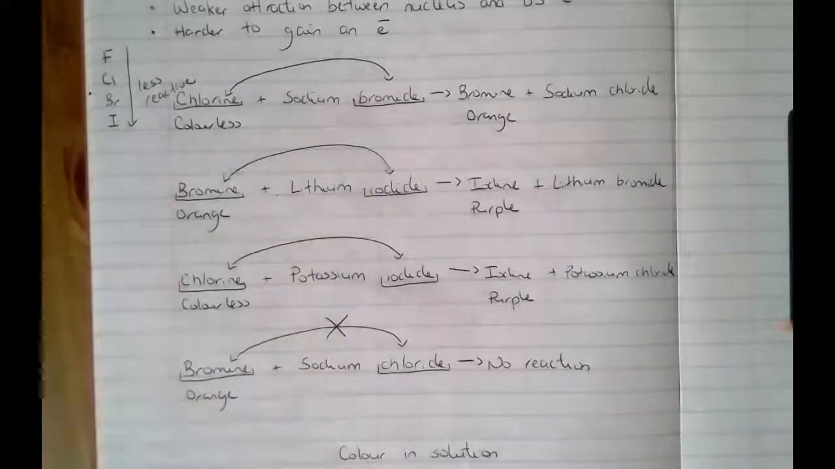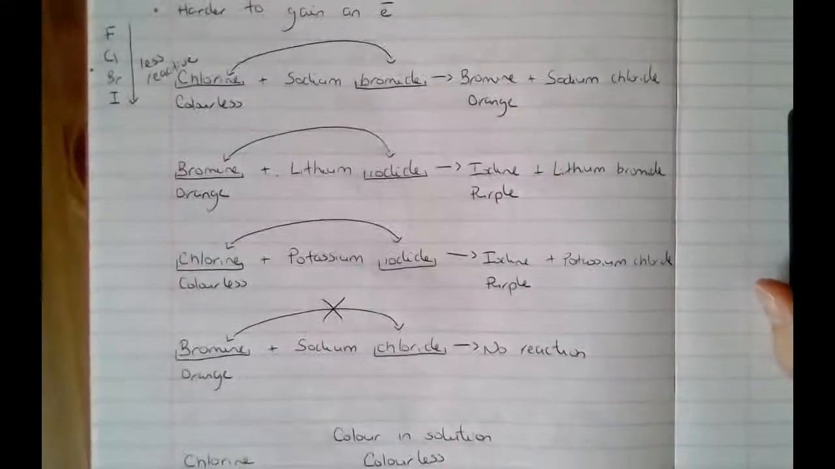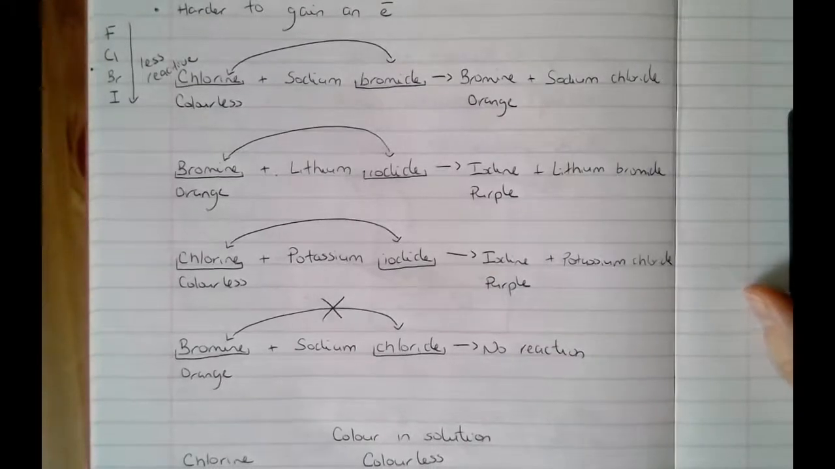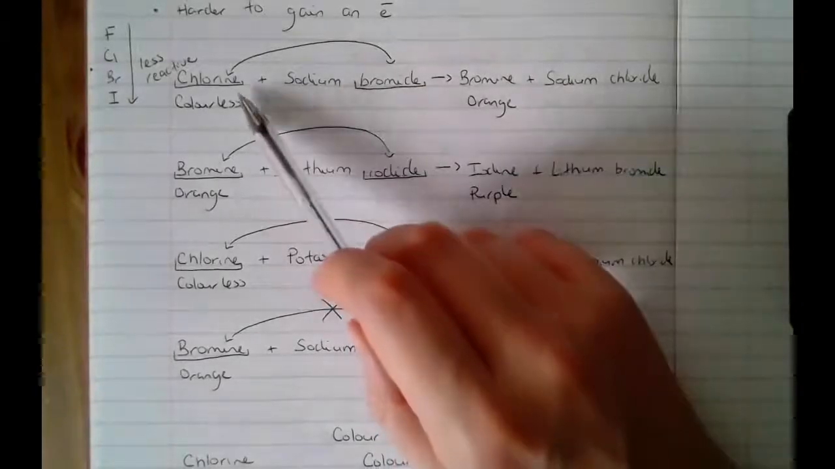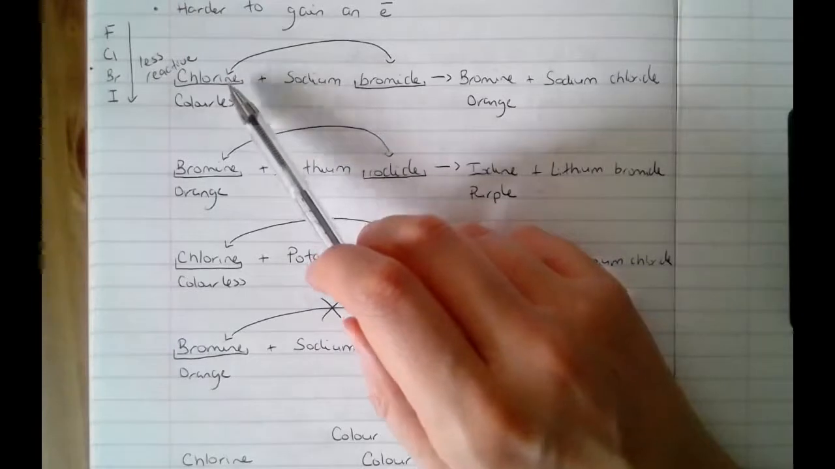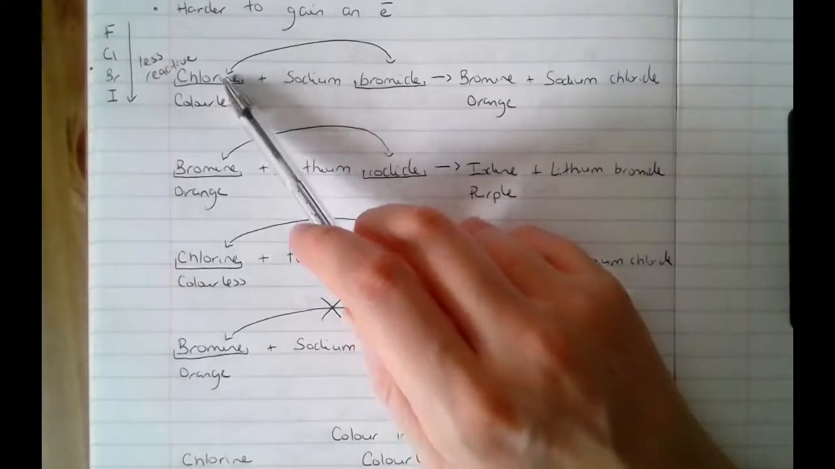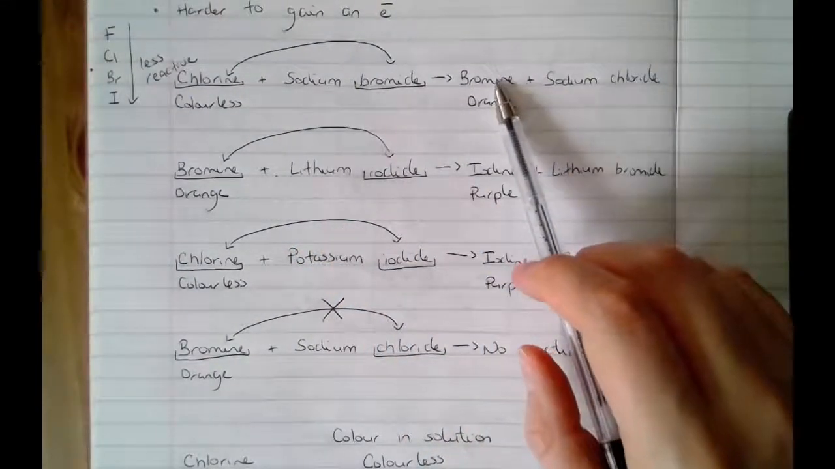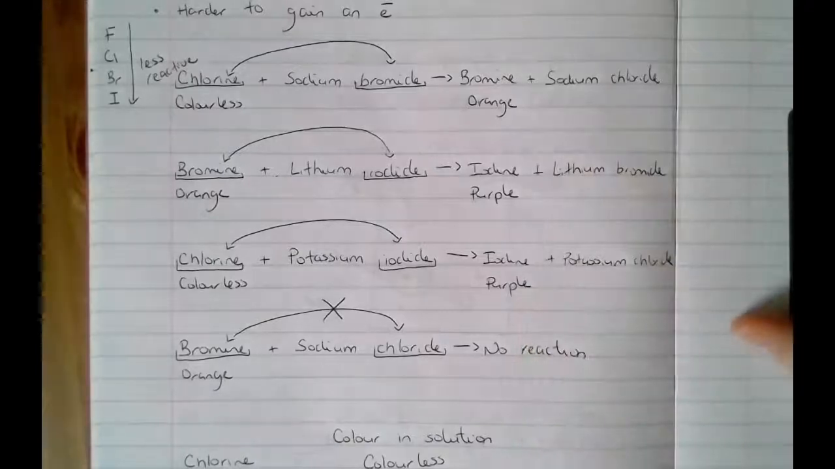As well as being able to complete these reactions, you also need to be able to describe what you will see. For each of these reactions, you are going to see a colour change. The halogen that's by itself determines what colour the reaction is going to be. At the start of the reaction, chlorine is by itself, so it determines the colour. At the end of the reaction, bromine is by itself, so bromine will determine the colour.